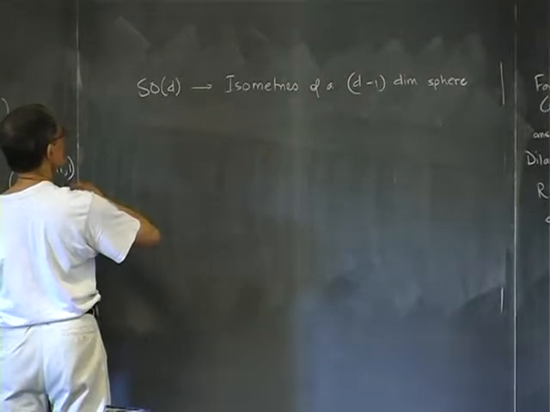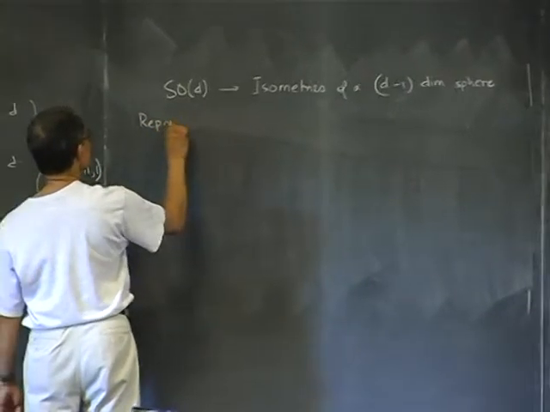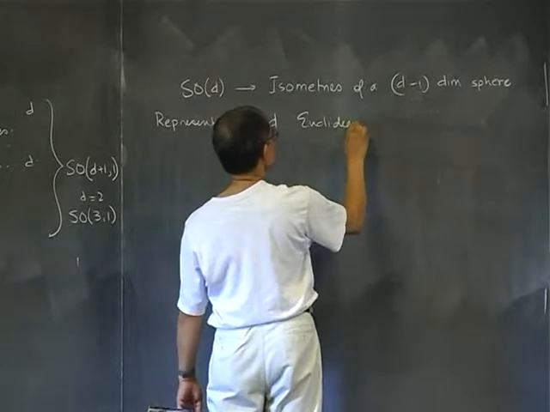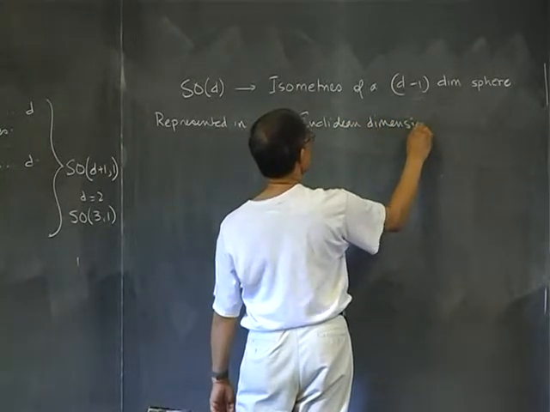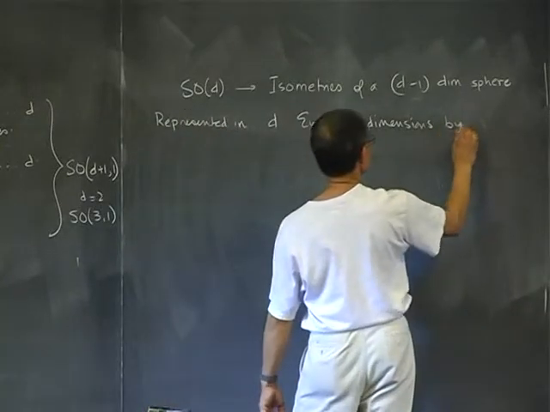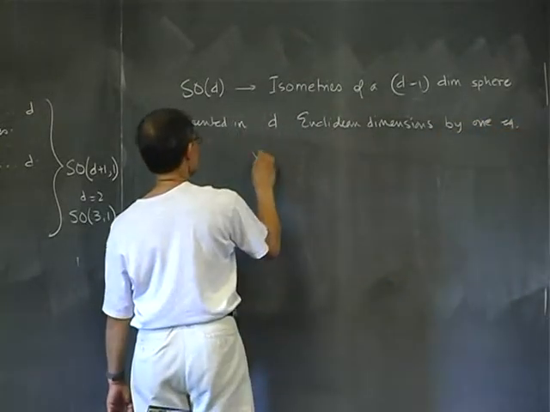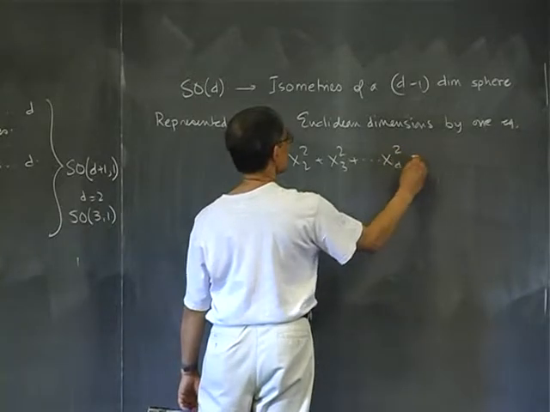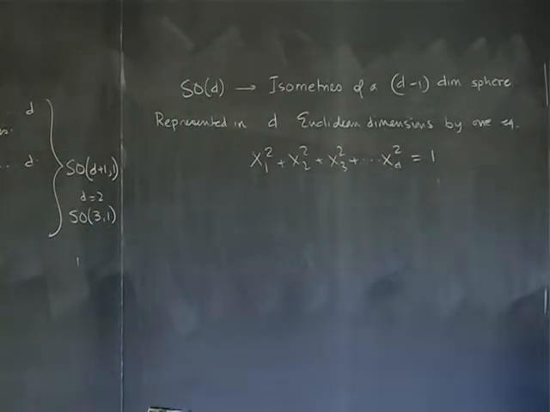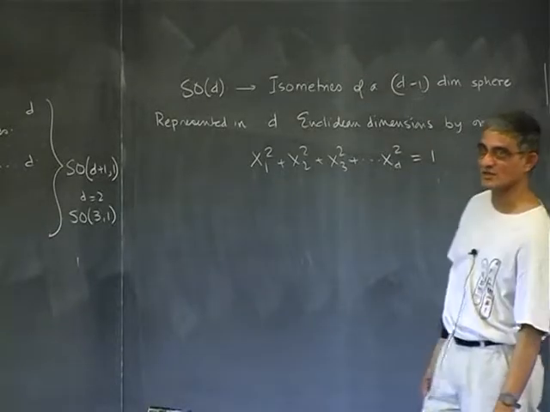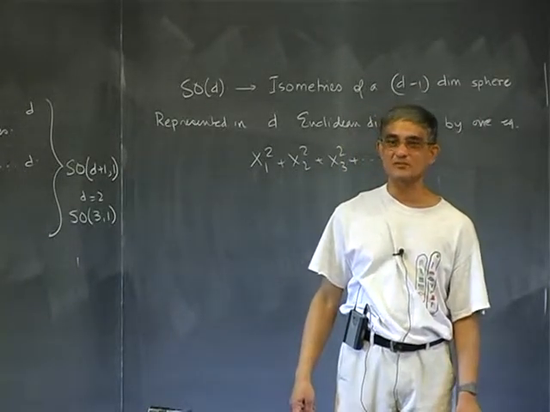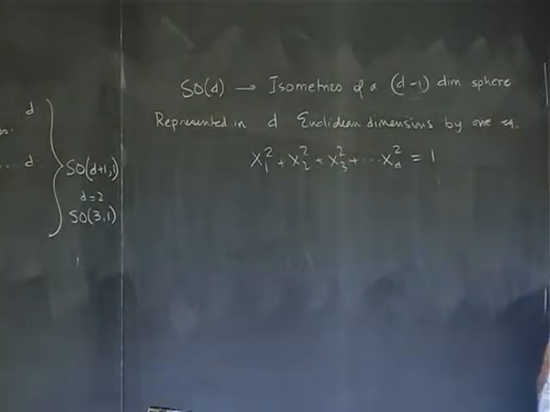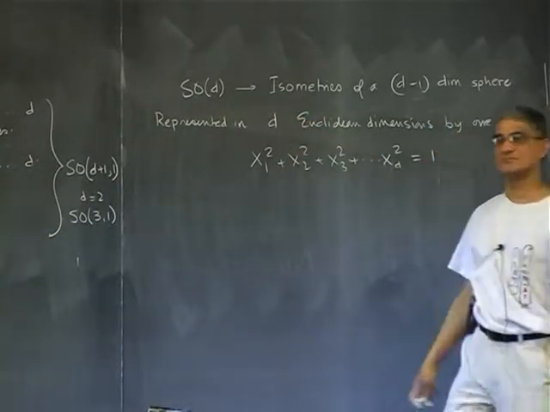A d minus 1 dimensional sphere can be represented in d Euclidean dimensions by an equation which is x1 square plus x2 square plus x3 square and so on up to xd square equal to 1. I have taken the radius of the sphere to be 1, just as a circle can be represented as x square plus y square equal to 1. A 2-dimensional sphere can be represented as x square plus y square plus z square equal to 1, and it generalizes to higher dimensions. So, SO(d) is a symmetry of this equation. Okay.